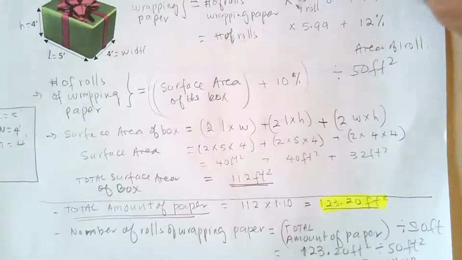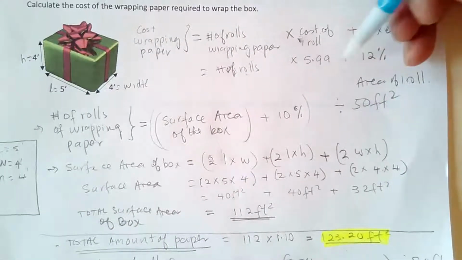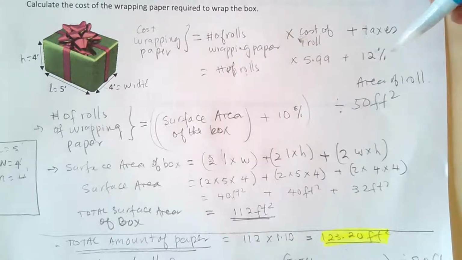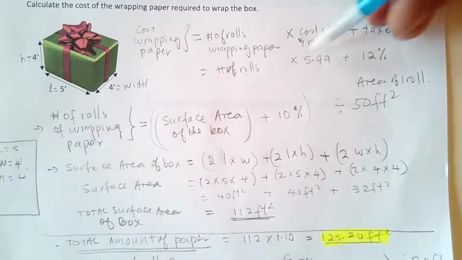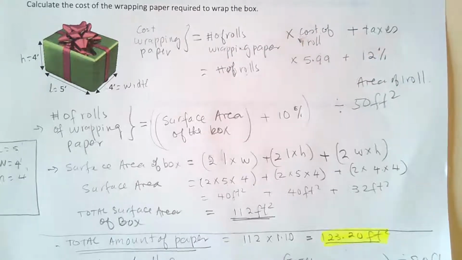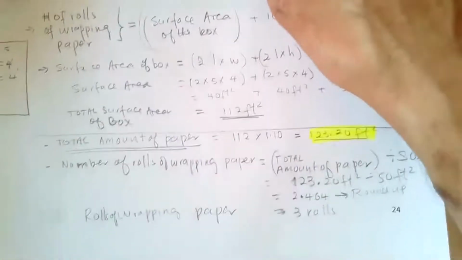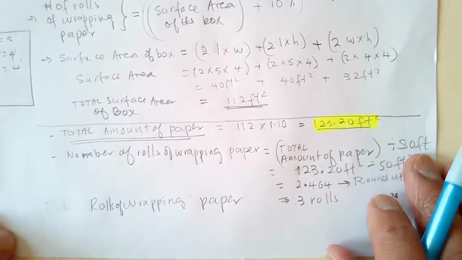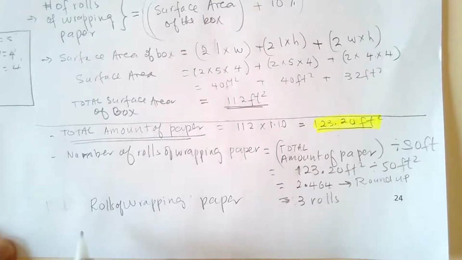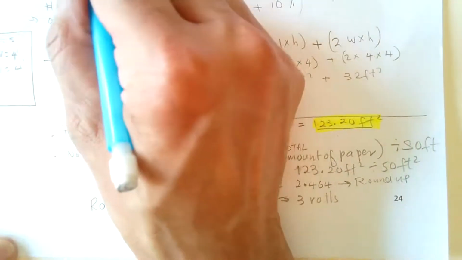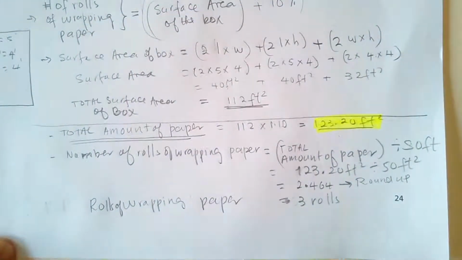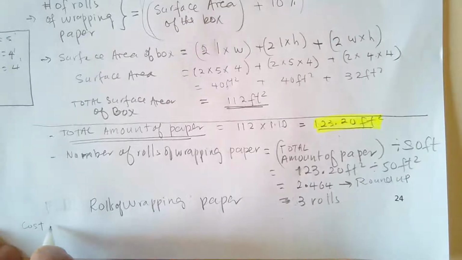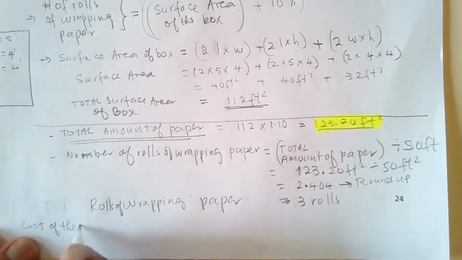So now we're going to go back to our original formula. Number of rolls times $5.99 plus 12% tax. To make it easier to work, we will multiply by 1.12. So let's find the total cost. So final answer, the cost of the wrapping paper.